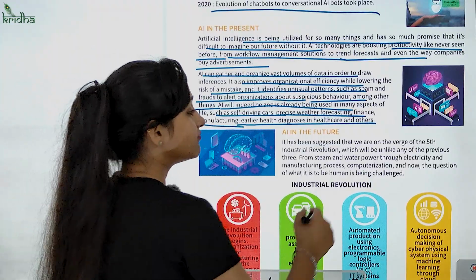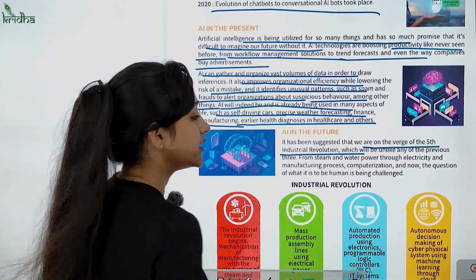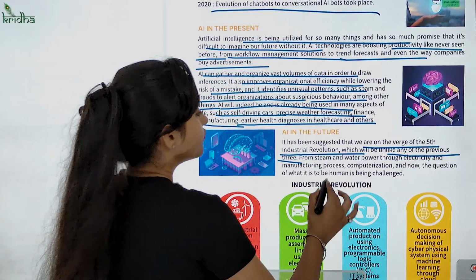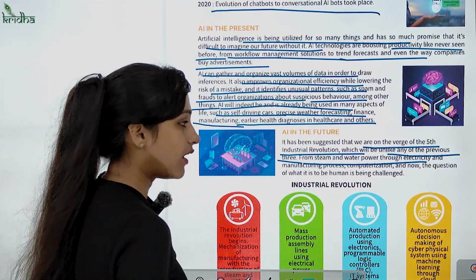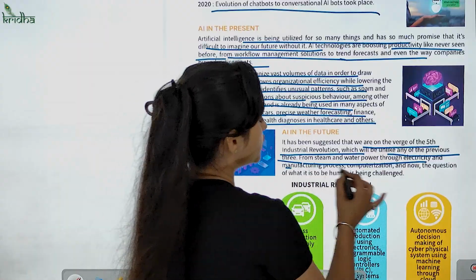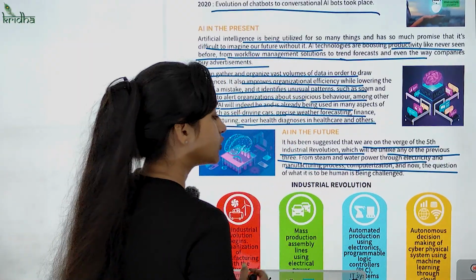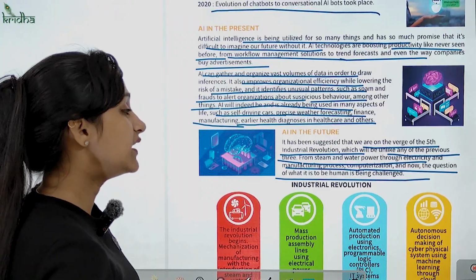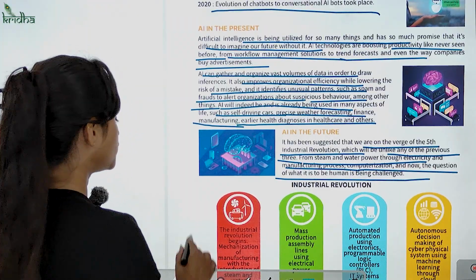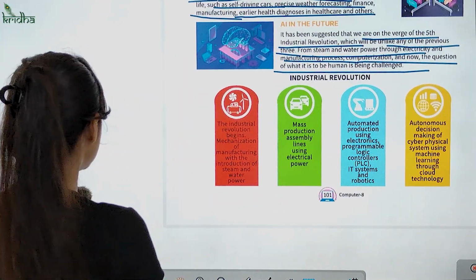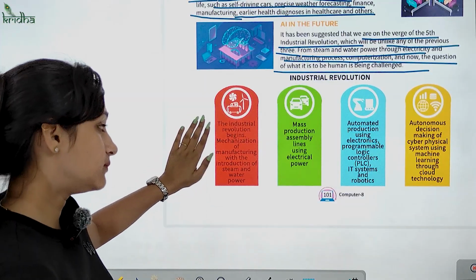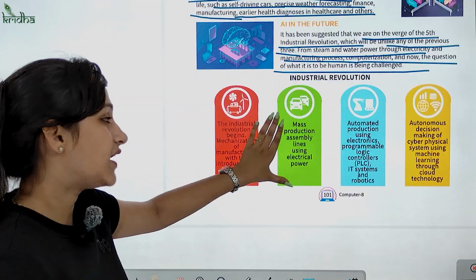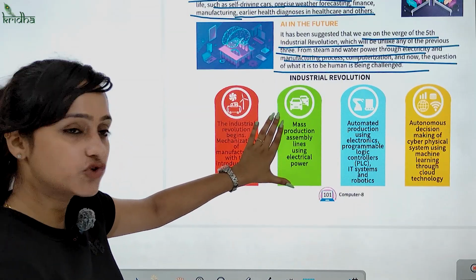It has been suggested that we are on the verge of the fifth industrial revolution, which will be unlike any of the previous three. From steam and water power to electricity and manufacturing process, computerization, and now the question of what it is to be human is being challenged. The first industrial revolution was the mechanization of manufacturing with the introduction of steam and water power. Then क्या हुआ? Mass production हुआ, assembly lines using electrical power.